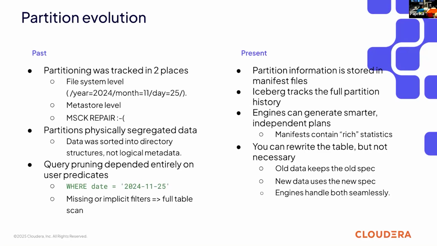Now, again, partition information is stored in the manifest. Again, this is the magic word in the Iceberg world, the manifest file. This information is not represented on the file system level, but on the manifest level. So if you change the partition, from now on, after the new transaction, it happens with the new spec, under the new spec.